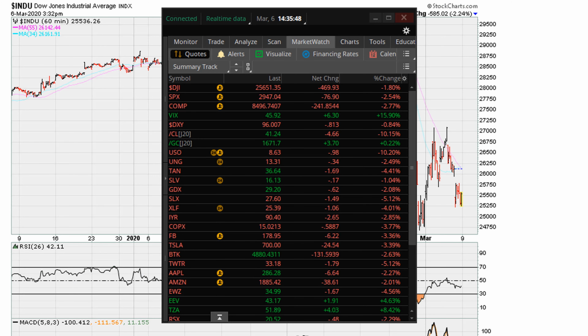Take a look here at the markets. Over the last 2 days, we've seen the market drop about 1,800 points, or just close to 2,000 points, on the Dow.